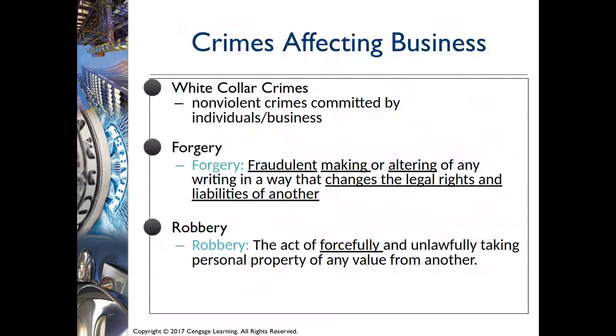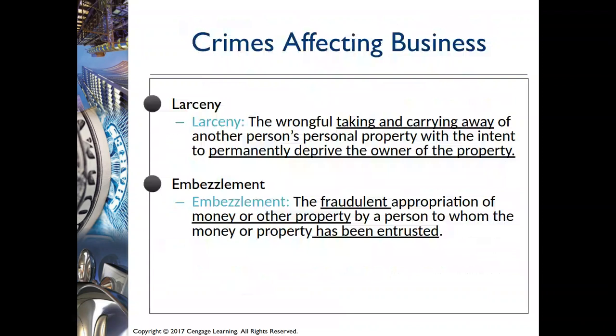That would be forgery. Robbery. Robbery is the act of forcefully and unlawfully taking another person's property. Not just stealing it, but forcefully. You held a gun to their head. You had a knife. You put them in danger somehow. Larceny is basically stealing, taking and carrying away someone's property with the intent to deprive them of it.